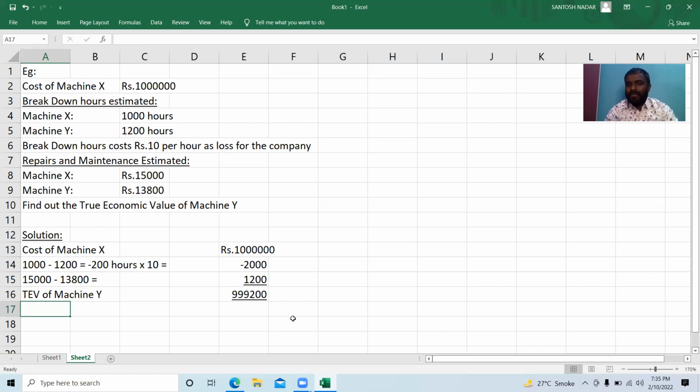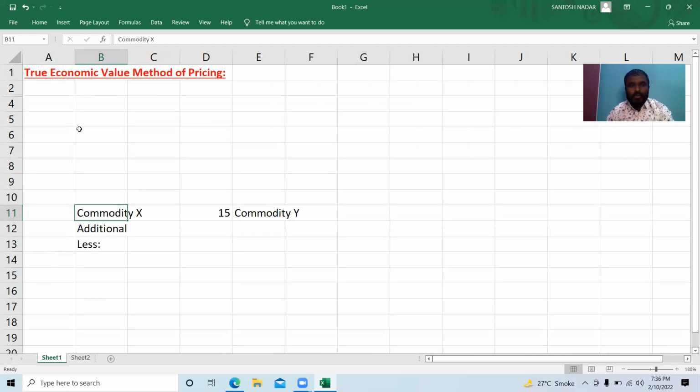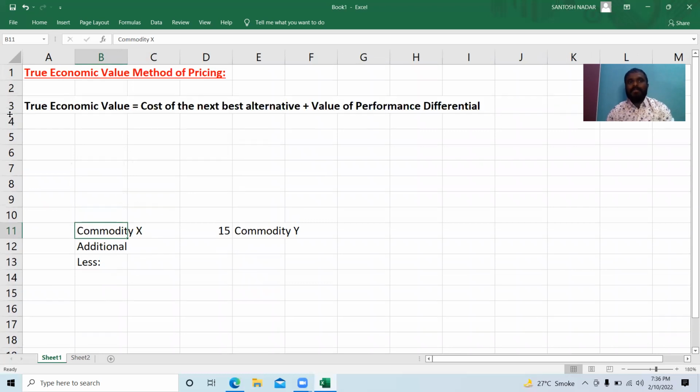So I'm trying to find out what extra costs the customer has to incur because he is purchasing my product. So I will deduct that much from my cost. I will allow him a discount to that extent. Mind well, under true economic value, there is one assumption in the background: all this calculation is done by the company. The customer is unaware of this fact. The customer doesn't know how many breakdown hours machine X or machine Y will incur, or what the repairs and maintenance cost will be. I'm just trying to find out what my value should be as compared to X in the market. That is why true economic value is defined as: true economic value equals the cost of the next best alternative.